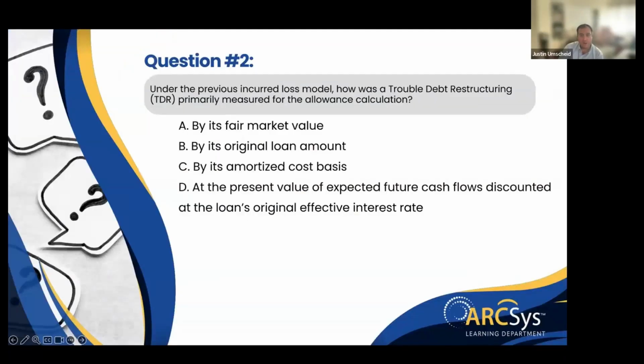Very good. All right, next question. Under the previous incurred loss model, how is a troubled debt restructuring loan primarily measured for the allowance calculation?